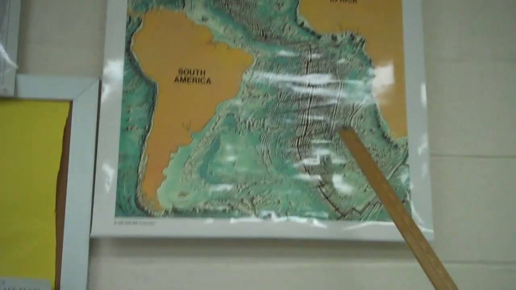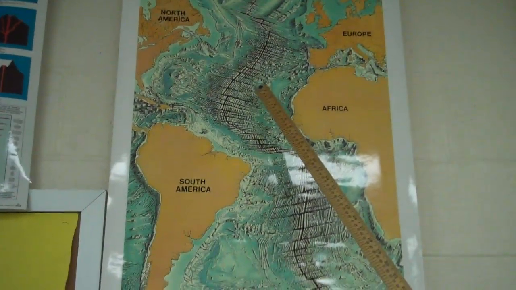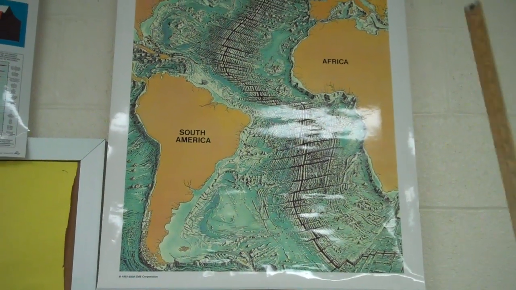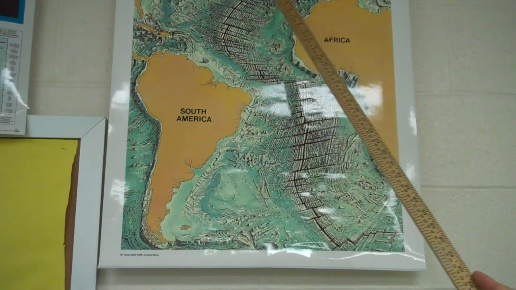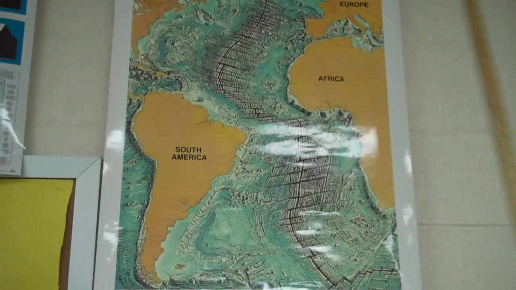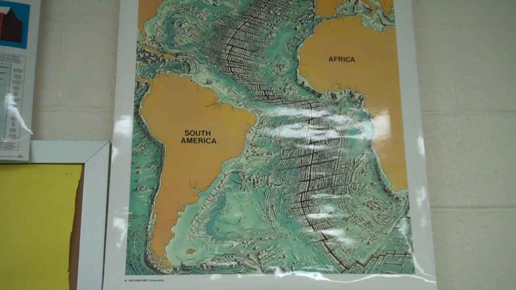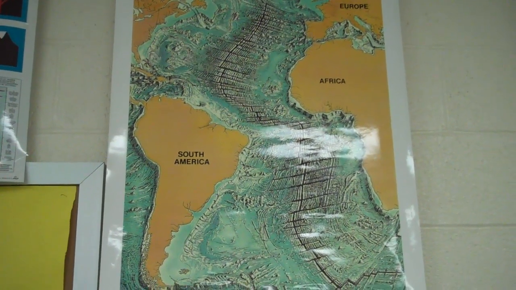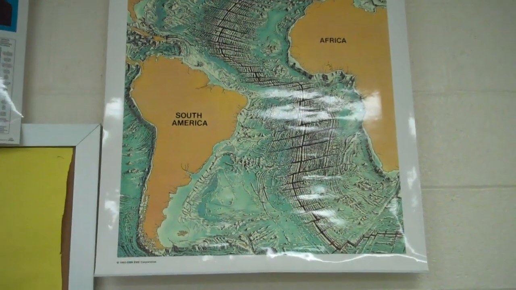So if you were to remove all the water in the oceans, that'd be a heck of a mess. But you would see rivers and valleys just like on land. Yeah, it's just like the landscape on land. It's not nice and flat across the world, across the ocean floor. You've got hills, valleys, and mountains.